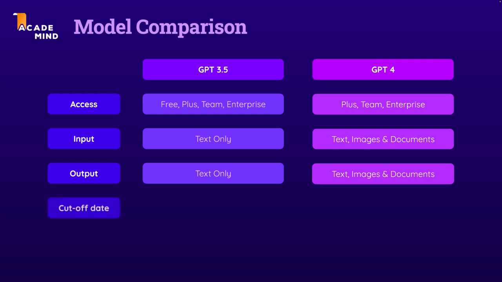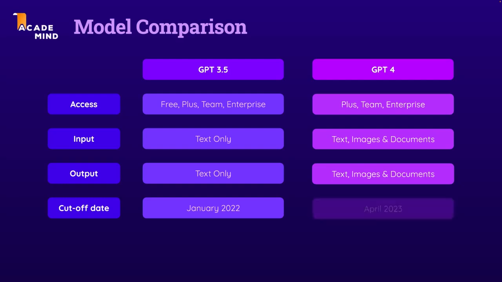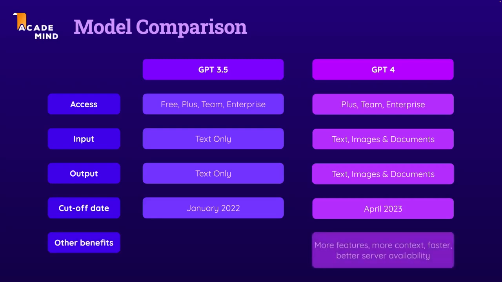The cutoff date for the data the models were trained with is January 2022 for the 3.5 model. GPT-4 has more recent information, here the cutoff is April 2023. More importantly, GPT-4 also comes with many other benefits. It has more features in general.